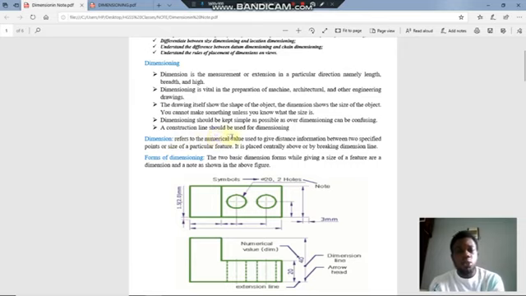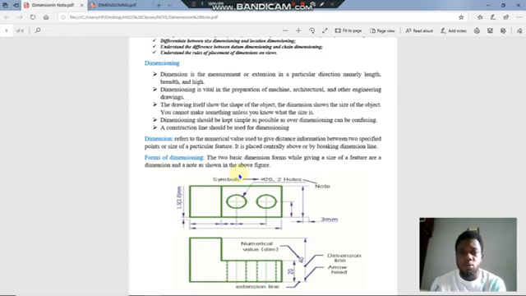A construction line should be used for dimensioning. When we talk about types of line, we say construction lines are used for projection line, dimension line, extension line, and all of that. So basically, a construction line should be used for dimensioning. Your dimension line, your extension line, your arrowheads should be made with a construction line.